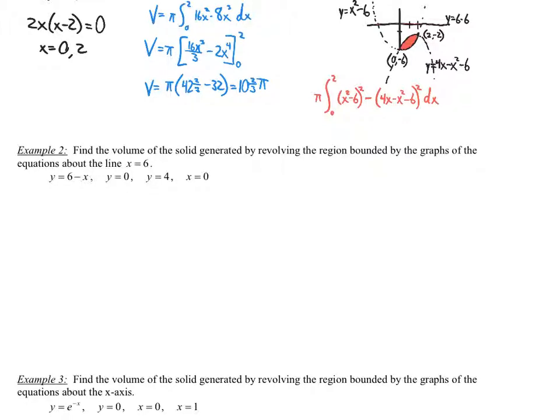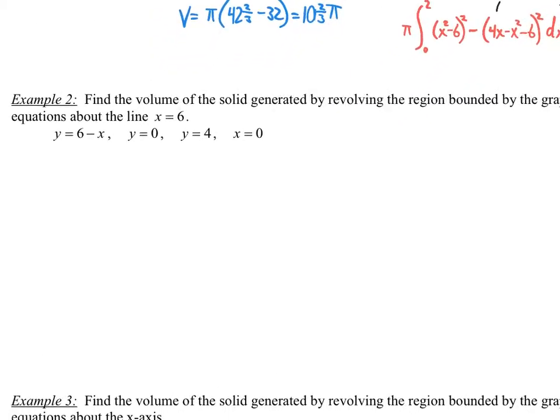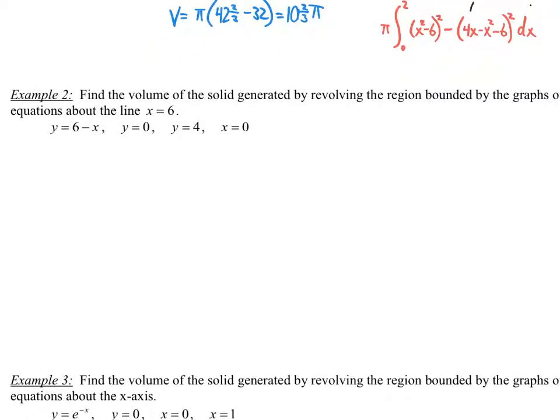So, that one was a bit complicated because it was area between two curves, then revolved around. Let's take kind of a step back mentally a little bit and look at one where we're just revolving it around the line x equals 6. Okay? So let's sketch this and see what we're dealing with. We have the line y equals 6 minus x.